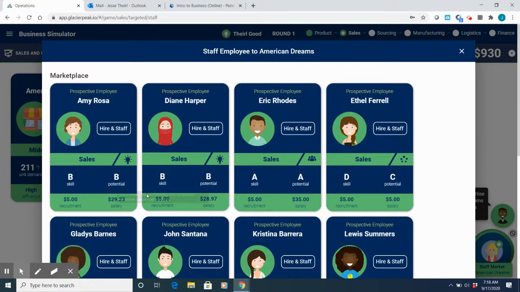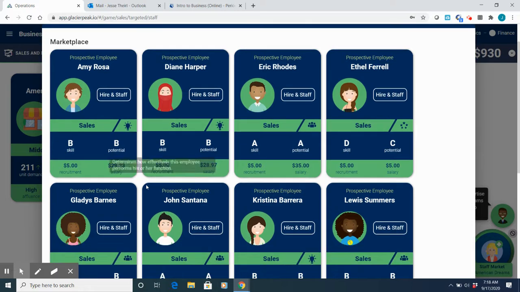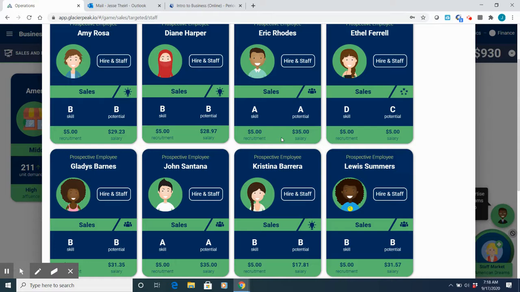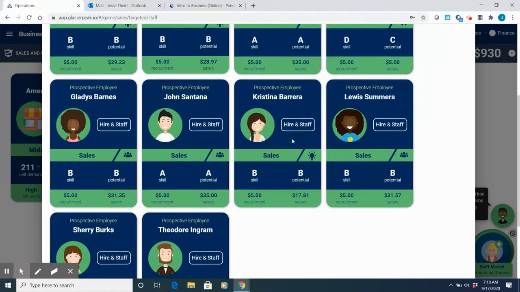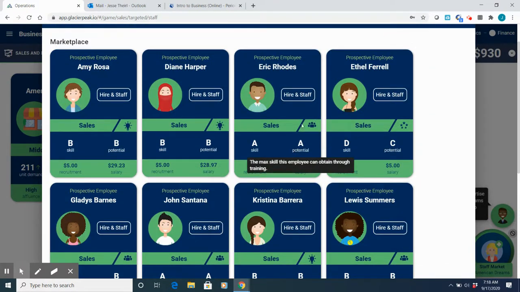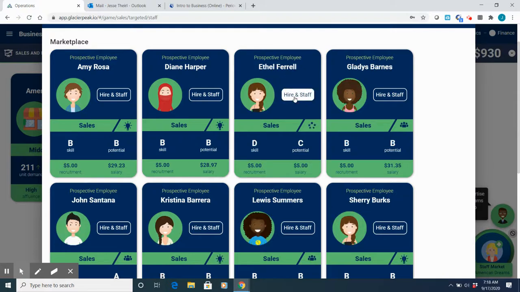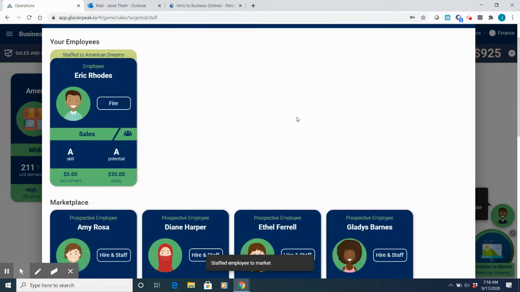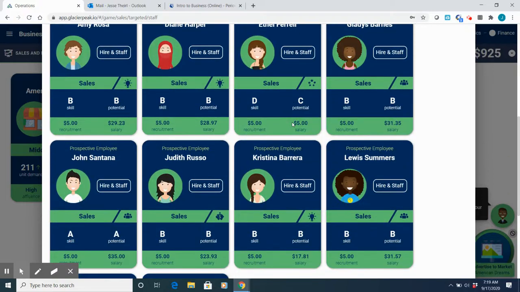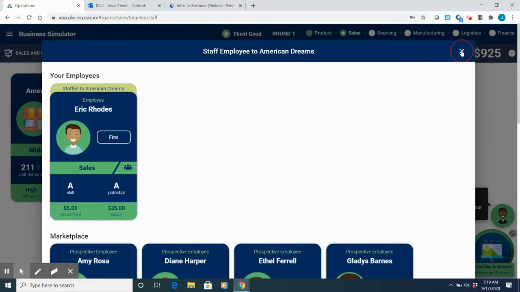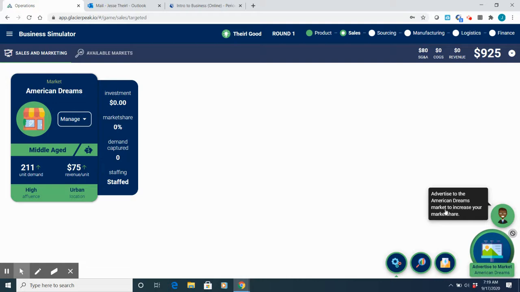look and hire somebody. The idea here is that you're keeping track of costs, and you're always only as good as the people that you hire. So what I would recommend is hiring good people that are at the best possible price. I think I'm going to go with Mr. Rhodes here. All right, so I've hired an employee.